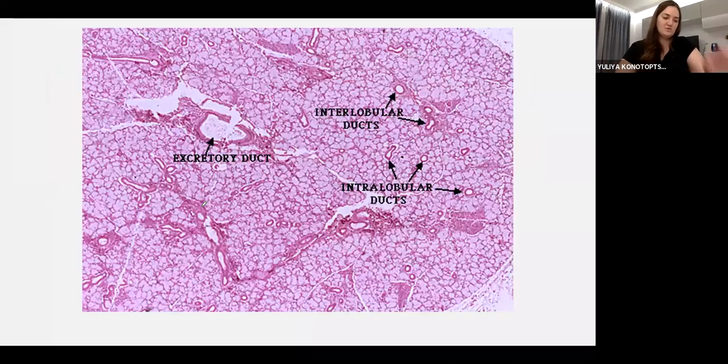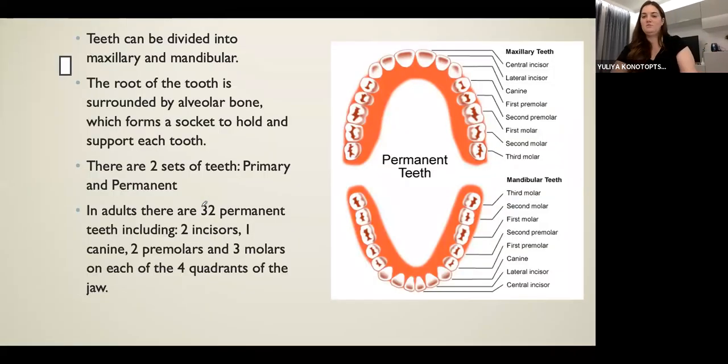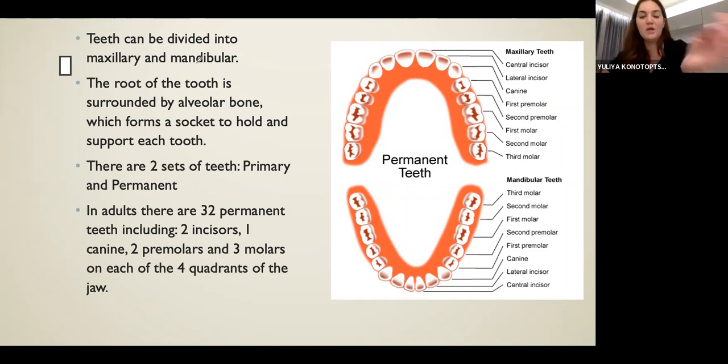Okay, we begin teeth. First things first, there are two sets of teeth. We have maxillary and we have mandibular, in other words upper and lower, right? So the first half, this is the maxillary, and here we have the mandibular. The tooth itself has a crown, which is the visible part, and the root. The root is within the bone itself, within the maxillary or mandibular bone, in the area which we call the alveolar socket. So there is like a hole which holds the root itself.